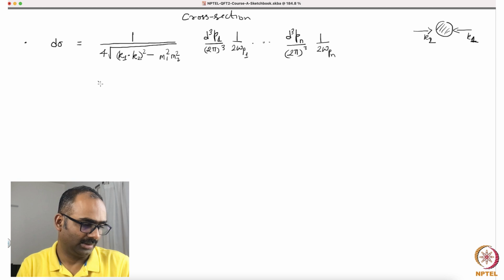Then you have the matrix element squared. I will suppress the arguments, and then you have this delta function, k1 plus k2 minus the summation over pi, also times the matrix element squared. And right now all the differential elements p1, p2, pn, they are in different regions. They do not overlap.